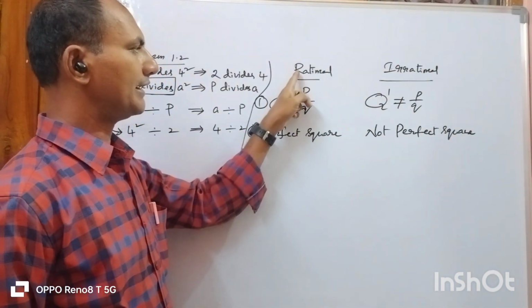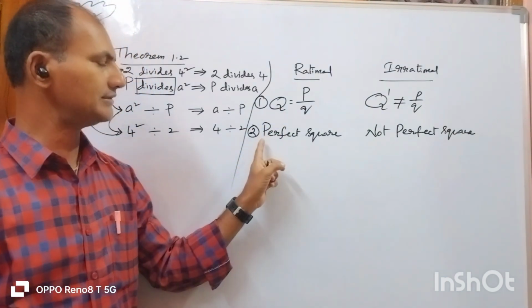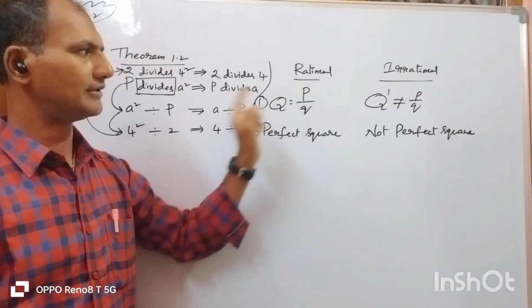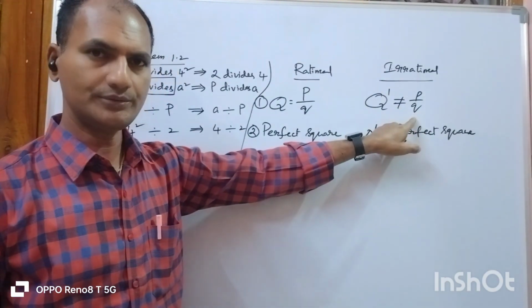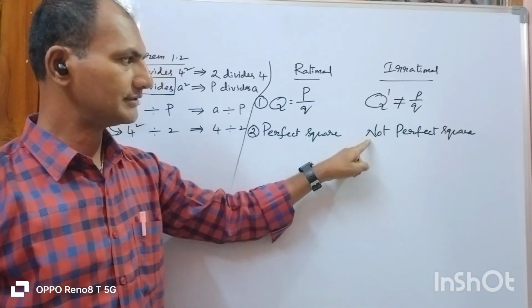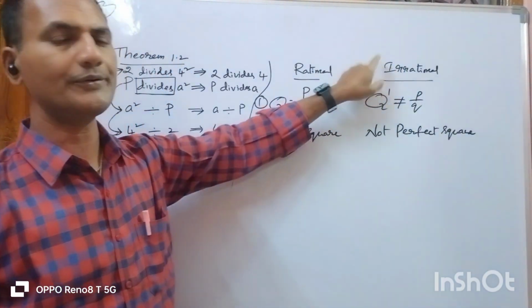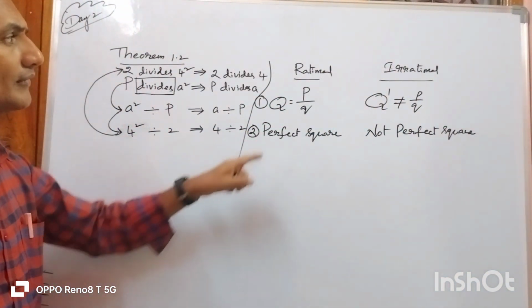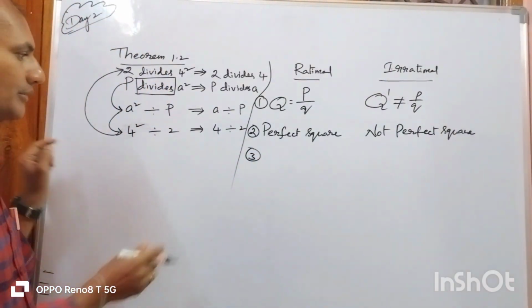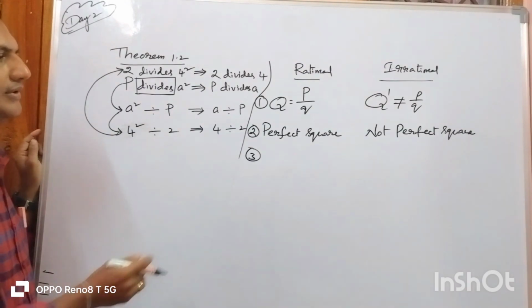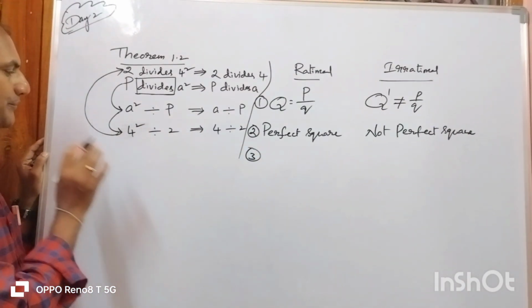Rational means which is in the form of P by Q, and another definition is that perfect squares are rational numbers. Irrational numbers are those not in the form of P by Q, and one more definition is that numbers which are not perfect squares are also irrational. Another definition is also there. For that we have to know something first, I will tell you later. First of all, listen to this.